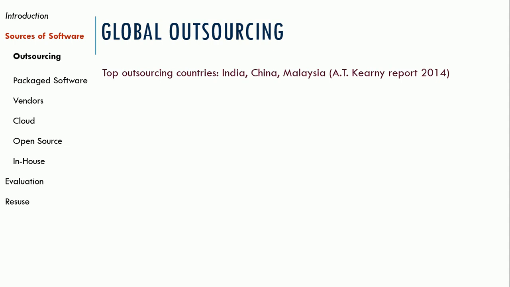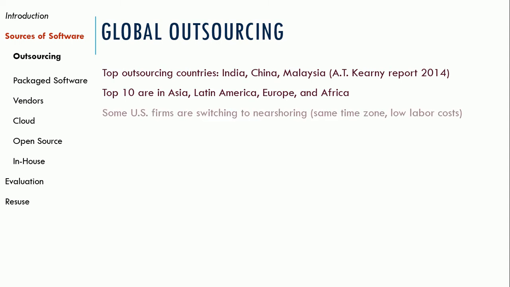discuss. So global outsourcing, some of the top outsourcing countries are India, China, Malaysia, according to the A.T. Kearney report in 2014. And the top 10 are in Asia, Latin America, Europe, and Africa. So some U.S. firms are switching to something called nearshoring, which is instead of outsourcing around the world to India, for example, U.S.-based firms may outsource to, say, a company in Mexico or Chile or Argentina or something like that, where it's much closer to us in the same time zone as the U.S., but it's still far enough away that they can leverage the labor costs that are available in those locations. So that's where we're starting to see nearshoring.